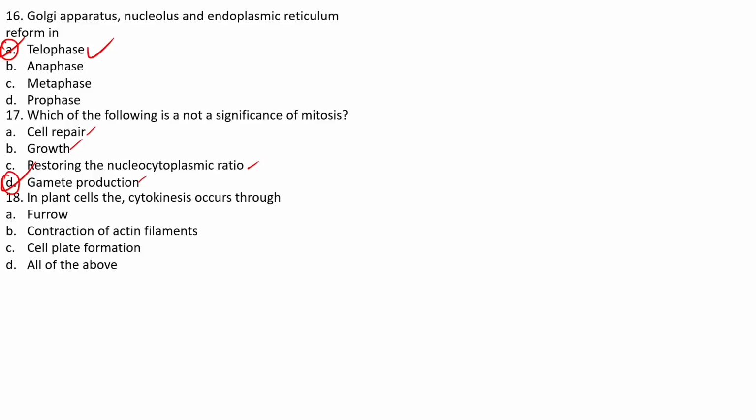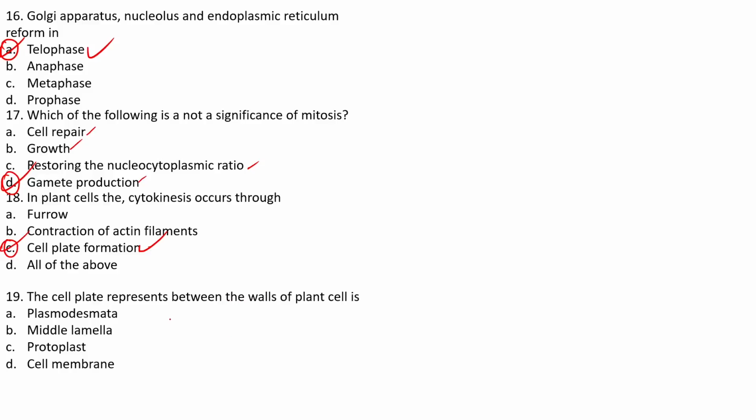The next one, in plant cells, cytokinesis occurs through furrow, contraction of actin filaments, cell plate formation, or all of the above. In the case of plant cells, it is mainly through the cell plate formation, hence C is the right answer over here. Next one, the cell plate represents the walls of a plant cell: is it the plasmodesmata, middle lamella, protoplast or cell membrane? It mainly represents the middle lamella. So B is the right answer over here.